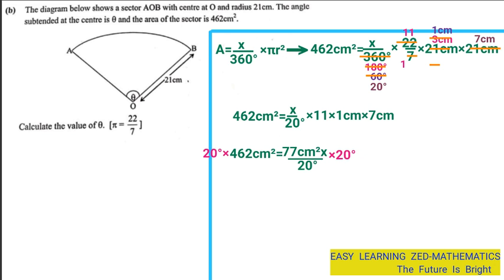Then the next thing I'm going to do is the actual multiplication. When I multiply 20 by 77 centimeter squared x over 20, the 20s are going to cancel each other out, so I'm going to remain with 77 centimeter squared x. On the other side, I remain with 20 degrees multiplied by 462 centimeter squared, which is equal to 77 centimeter squared x.